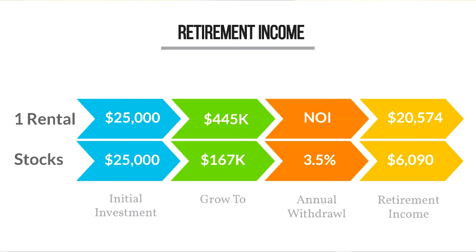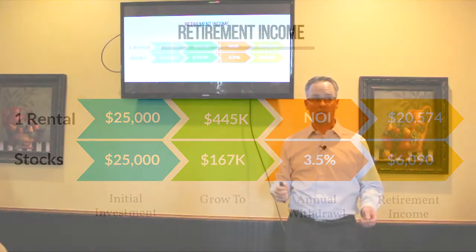So if you look at this from a cash flow perspective at retirement, you're 45, you want to retire at 65, and you want cash flow. Instead of taking 3.5% out or a percentage out, it's just whatever your net operating income is. And remember, this is a 15-year loan, so this thing's paid off now. And it's over triple what you would make with the stocks.